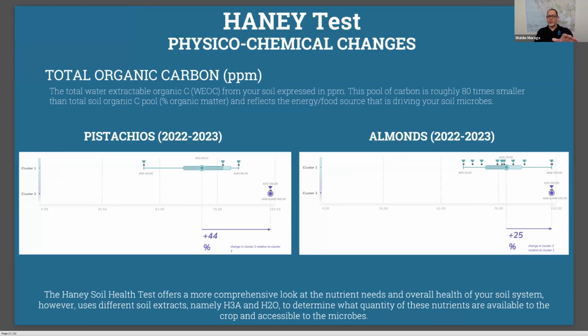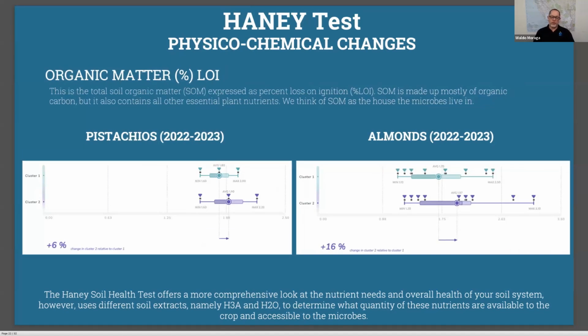And now we switch from the microbial changes to a Haney test. The Haney test is just physical-chemical changes, that means this is the actual nutrient. For example, in this case, total organic carbon in parts per million grew 44% in pistachios and 25% in almonds. The organic matter, measured as loss on ignition, changed around 6% in pistachios, in percentage, and 16% in almonds.